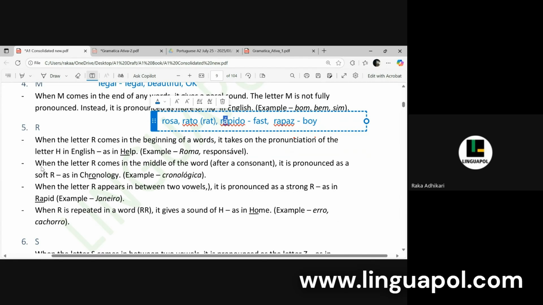Okay. Next, there are two rules of the letter R back to back. In the first one, we see that if the letter R comes with any consonant, then it gives a very soft sound. Whereas if it comes between two vowels, then it gives a very strong sound. So let us explore these two rules. Okay. First, let's see when R comes with a consonant.